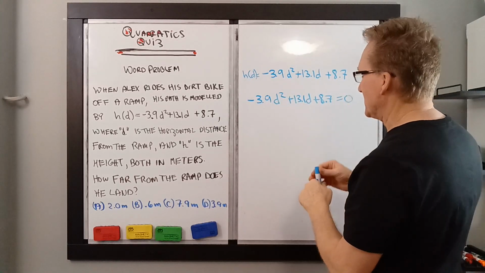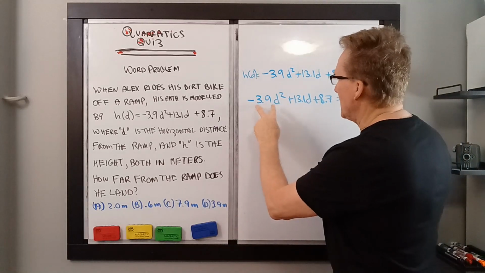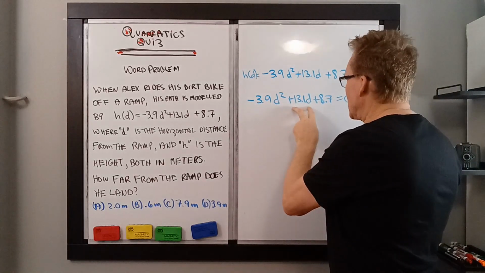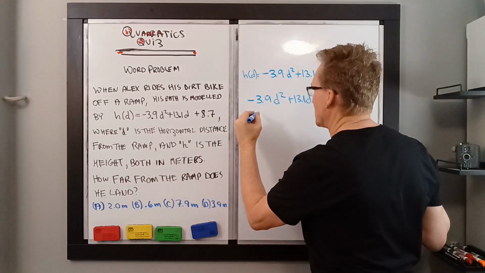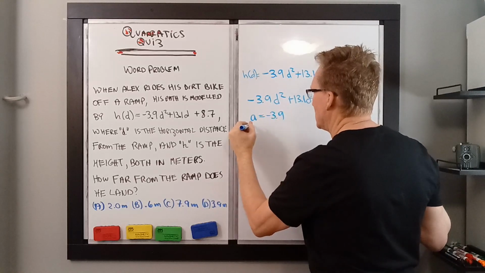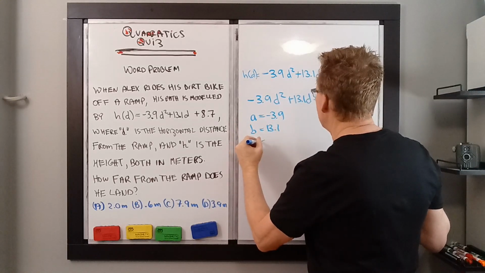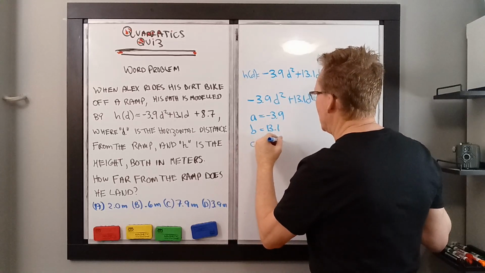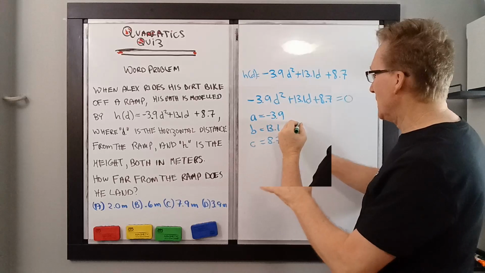Now we have something that looks like your standard quadratic equation, ax squared plus bx plus c is equal to 0. Let's find those terms. The a term is minus 3.9. The b term is equal to 13.1. The c term is equal to 8.7. Since this is probably quite difficult to factor, let's write out the quadratic formula.